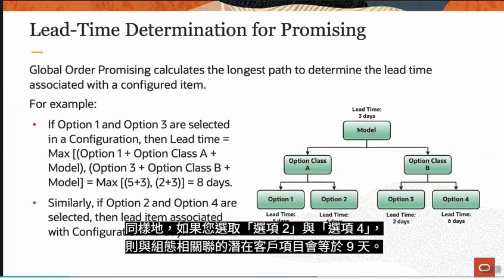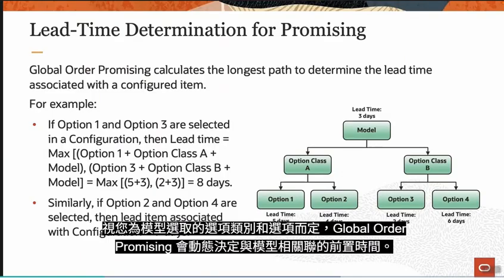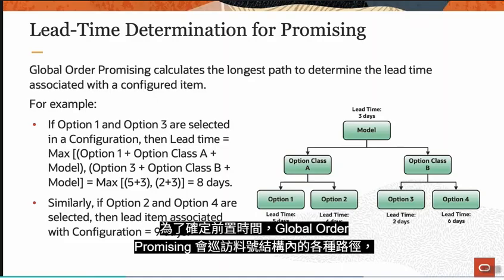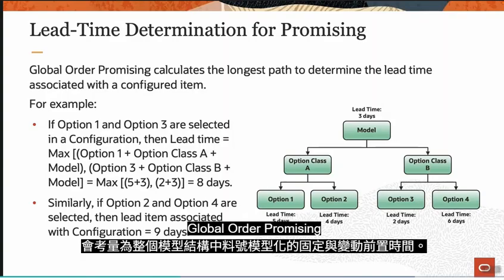Depending on which option classes and options you select for a model, global order promising dynamically determines the lead time that is associated with it. To determine lead time, global order promising traverses various paths within the item structure and determines the longest path to determine the lead time associated with the model. Global order promising considers fixed and variable lead times that were modeled for items across the model structure. The lead time that is associated with the model influences order promising behavior.